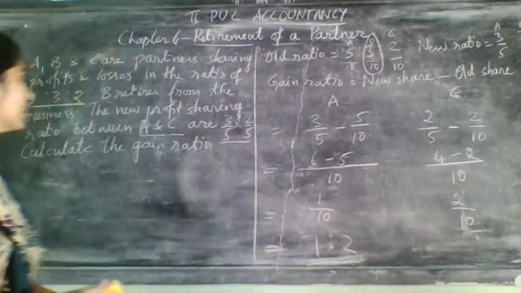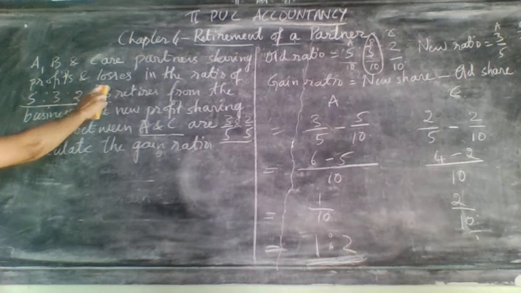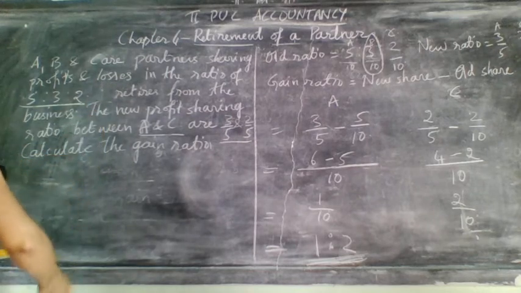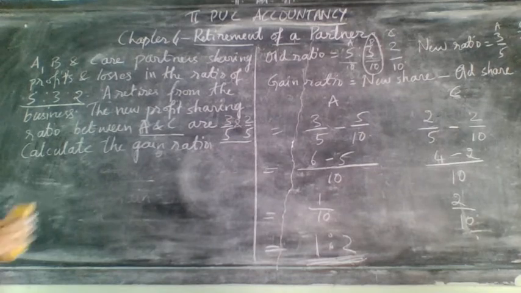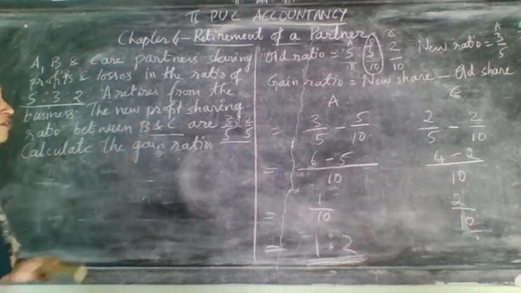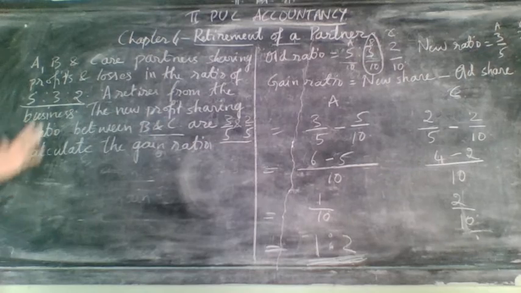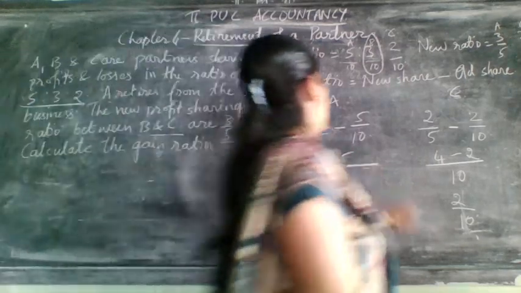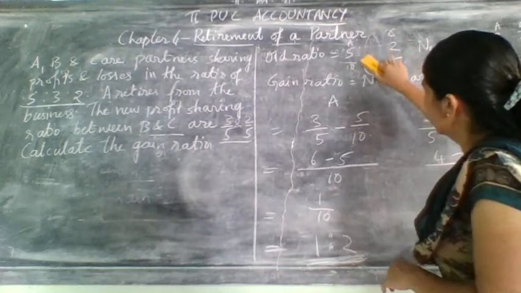Okay. Now let us change the problem again. If their old ratio is the same 5:3:2, instead of B, now who will retire? A will retire from the business. The new profit sharing ratio, now it is not A, it is B and C, will be 3:2. Let us start now. Like how we will solve, you need to write the same thing. First the old ratio, next the new ratio.